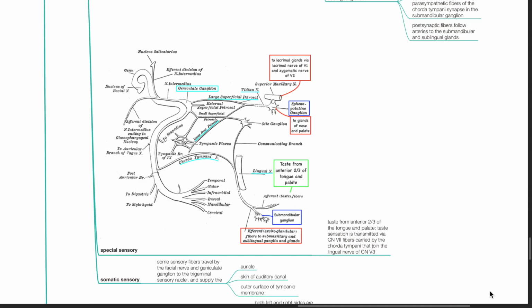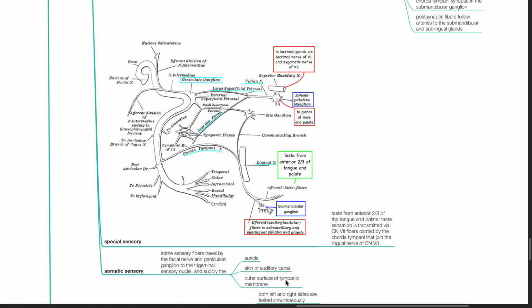Taste sensation from the anterior 2/3 of the tongue and palate is transmitted via cranial nerve 7 fibers, which are carried by the chorda tympani that joins the lingual nerve of cranial nerve V3. Somatic sensory supply. Some sensory fibers travel by the facial nerve and geniculate ganglion to reach the trigeminal sensory nuclei and supply the auricle, skin of the auditory canal, and outer surface of the tympanic membrane.